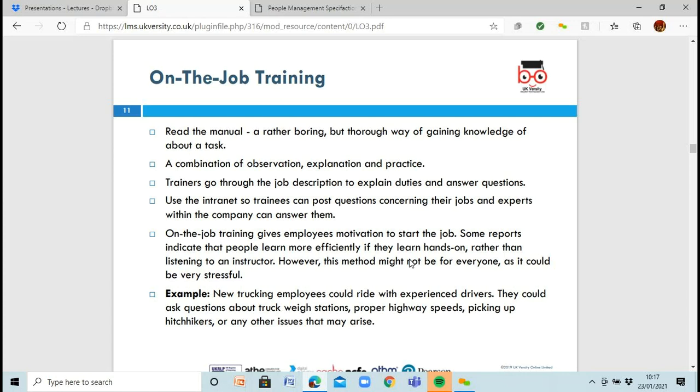Now, an example of on-the-job training is this. For example, new trucking employees can actually ride with experienced drivers. So they're able to ask questions about truck weigh stations, about proper highway speeds, and about picking up hitchhikers and any other issues that might arise. And they're getting straightforward, basic answers saying that this is what you're allowed to do, this is what you can and cannot do. And the fact is that they're sitting there and they're seeing how the experienced driver will actually work through his or her job. And then they can actually see, right, these are things that we can pick up as well.